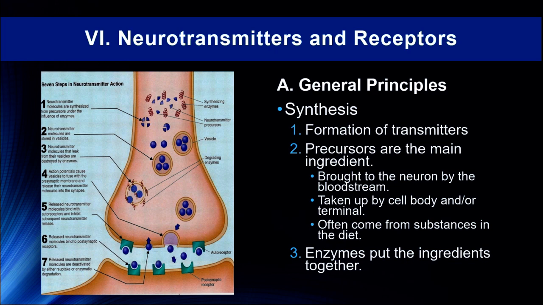So the enzymes in the cell itself will essentially assemble these. These are, of course, all accomplished via the instructions from the DNA within the cell itself. And so those proteins are formed via transcription. And then we create and synthesize a variety of different neurotransmitters in different neurons.